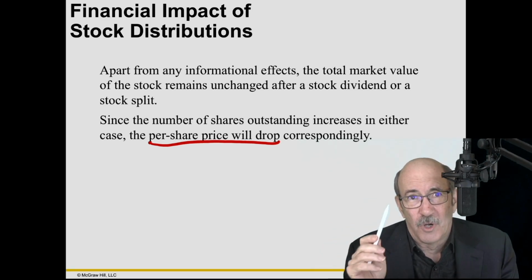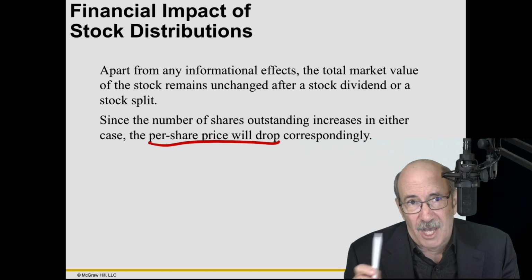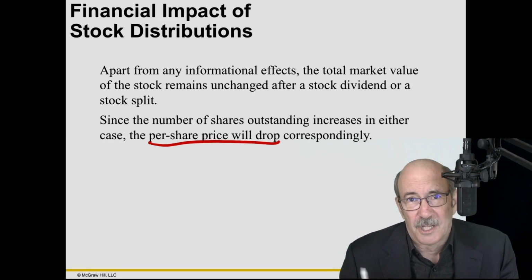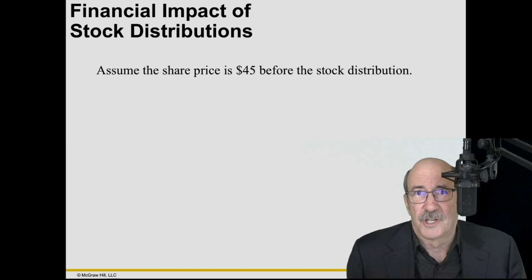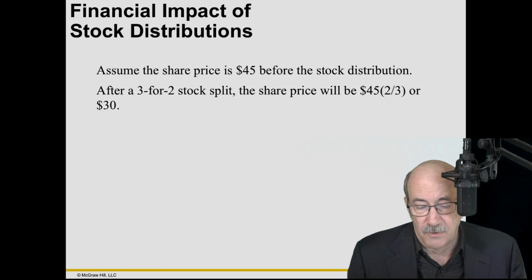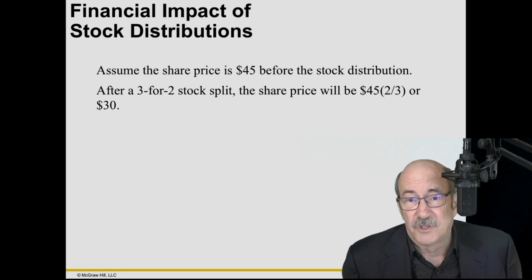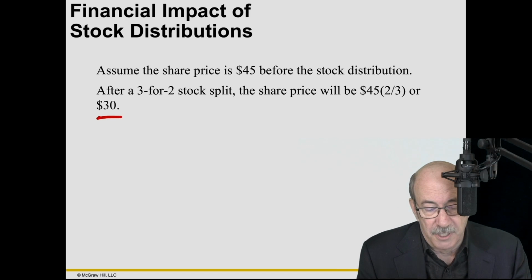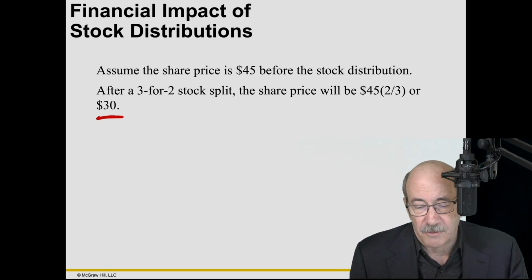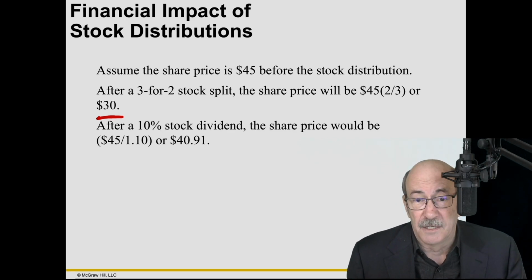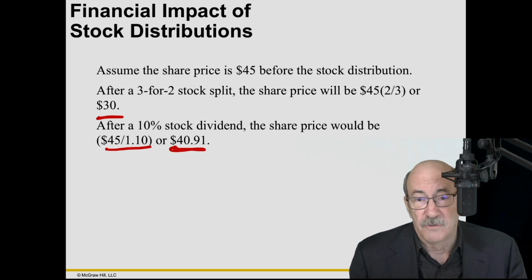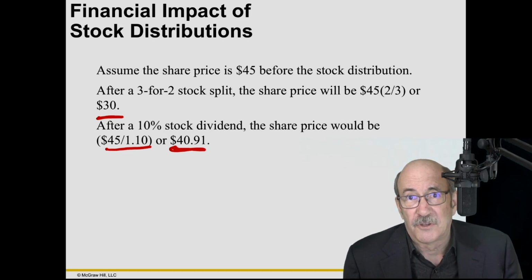So in other words, if you've got a 2-for-1, that's a doubling, so you divide the share price by 2. If you've got a 3-for-1, it's tripling the number of shares, so you divide the share price by 3, and that's your new market price. So here's an example of a $45 stock that announces a 3-for-2 split. The inverse of 3-for-2 is 2/3, so we multiply by 2/3, and we end up with a post-split price of $30 per share. If we had a 10% stock dividend, then we would divide by 1.1, which means the $45 price would drop to just under $41, $40.91 to be exact.